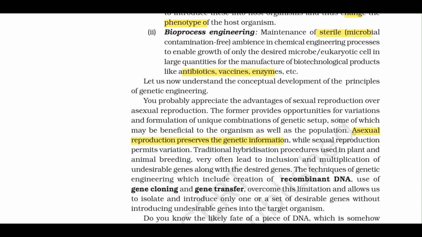The next paragraph discusses sexual and asexual reproduction. In asexual reproduction, we can preserve the genetic information, while in sexual reproduction there is a chance for variation. So with traditional hybridization or reproduction methods, there is more chance of getting an undesirable gene. So we use biotechnology, that is the recombinant DNA method, gene cloning, and gene transfer. These three methods are mainly used for producing the desired genes.